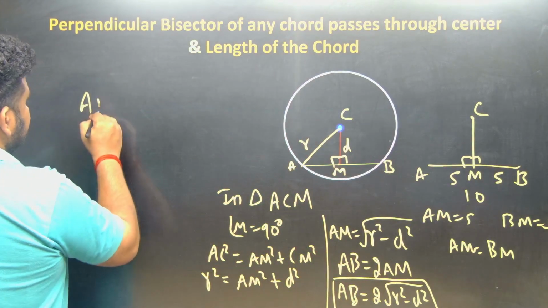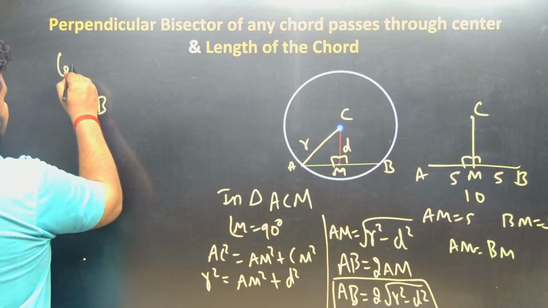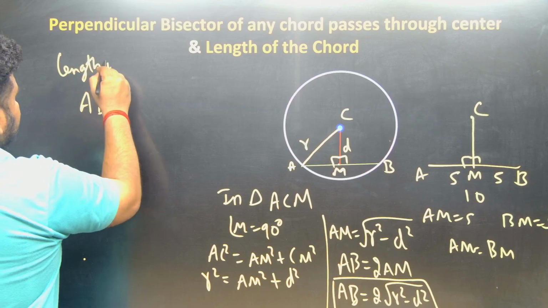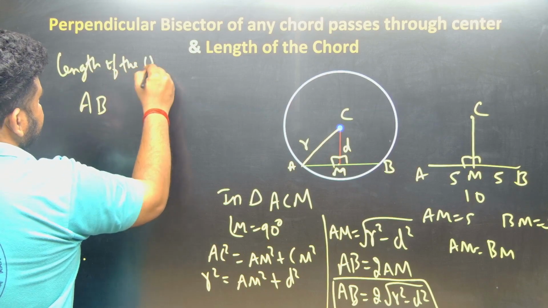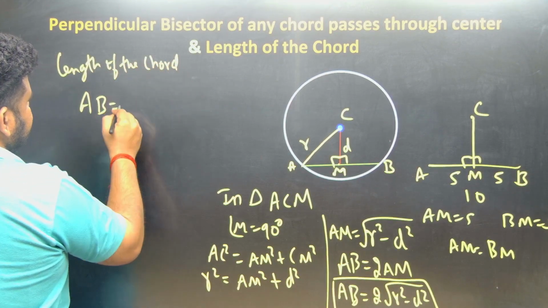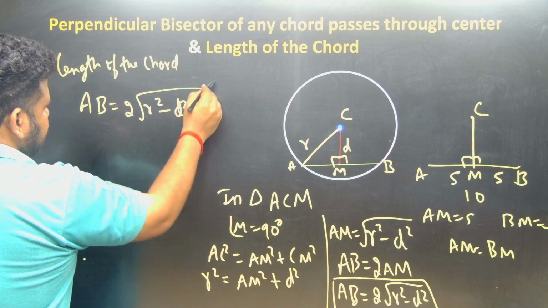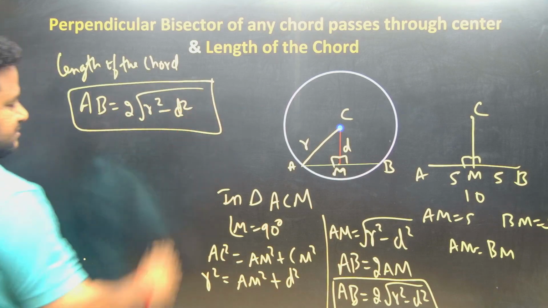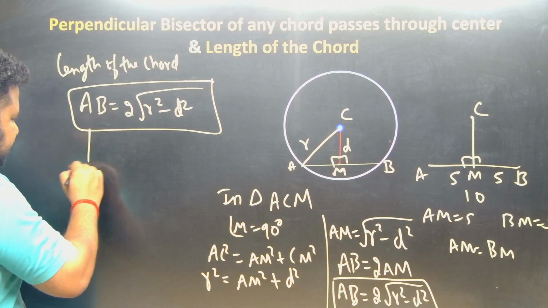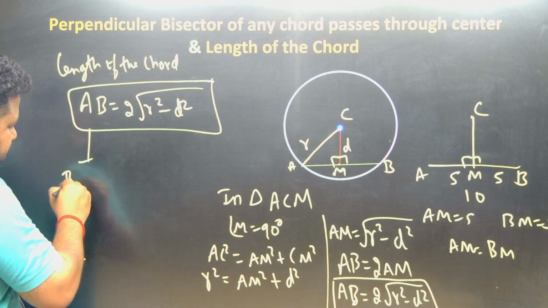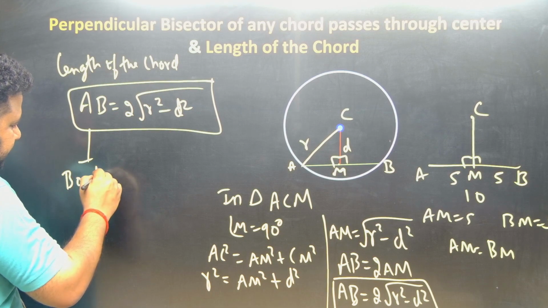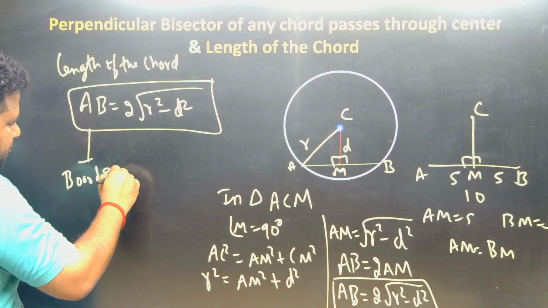So AB, that is the length of the chord, is given by 2 times square root of R square minus D square. Highly useful for your competitives like JEE Mains, state entrance, and definitely in your board exams, that is IPE, they will be asking the questions based on the chord.